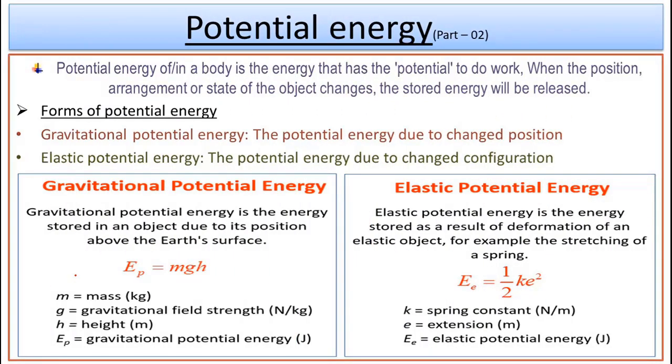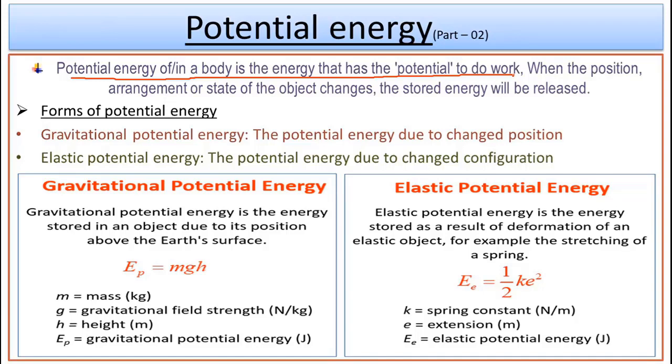Now, let's understand how to do the calculation of potential energy. Before we go for the calculation of potential energy, we need to keep in mind that potential energy of a body is the energy that has potential to do some work. That's why chemical energy, nuclear energy, etc. are taken as types of potential energy.